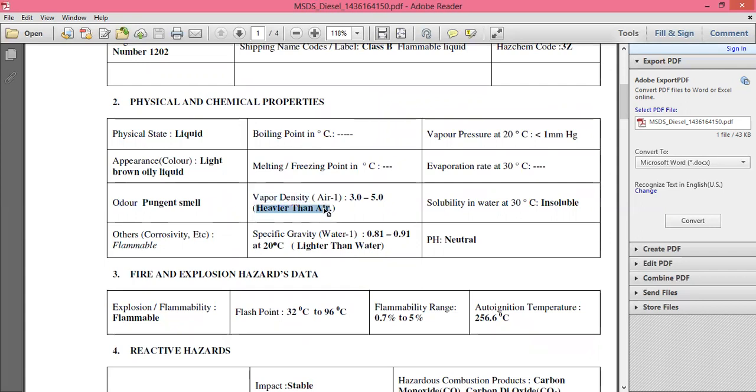So by this you come to know that the vapors are going to settle down on the deck because it is heavier than air. So there can be pockets of cargo vapors concentrated on the deck. So you have to be careful about it. Solubility in water, it says it is insoluble in water.